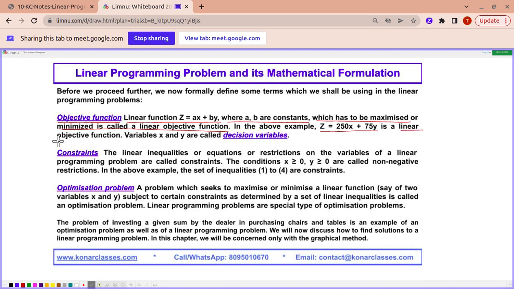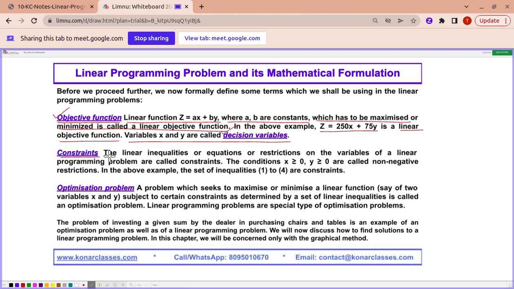It is a linear objective function. Now, variables x and y are called decision variables. So far we understood two things: the first is the objective function and the second is the decision variables. Now, dear students, let us go to the constraint. You are already aware, but let me give the formal definition.